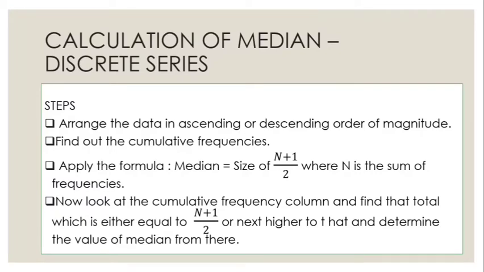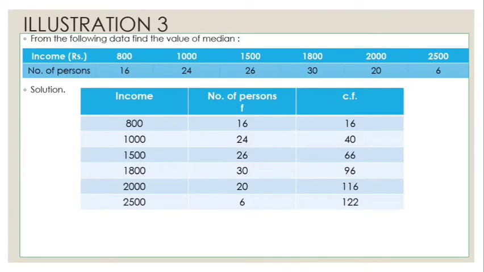But previously, in individual series, small n was the number of observations. Here it is the sum of frequencies. After calculating (n plus 1) by 2, we will look at the cumulative frequency column and find the total which is either equal to (n plus 1) by 2 or the next higher one, and that will be the median. Let's go through an example to study this.